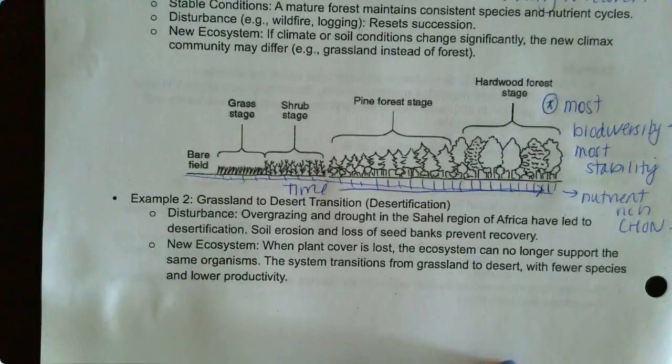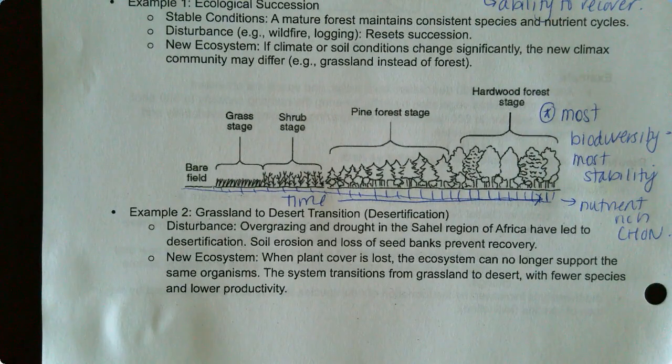Another example, which I did not go over in class, is grassland to desert transition, or desertification. This could be overgrazing and drought. They give a specific example about a region in Africa, and that's because there's been a lot of soil erosion. That soil erosion winds up making it so that there's not a lot of carbon, hydrogen, oxygen, and nitrogen in that soil. If there's not a lot of those nutrients inside of the soil, it's going to be hard for those plants to grow back.